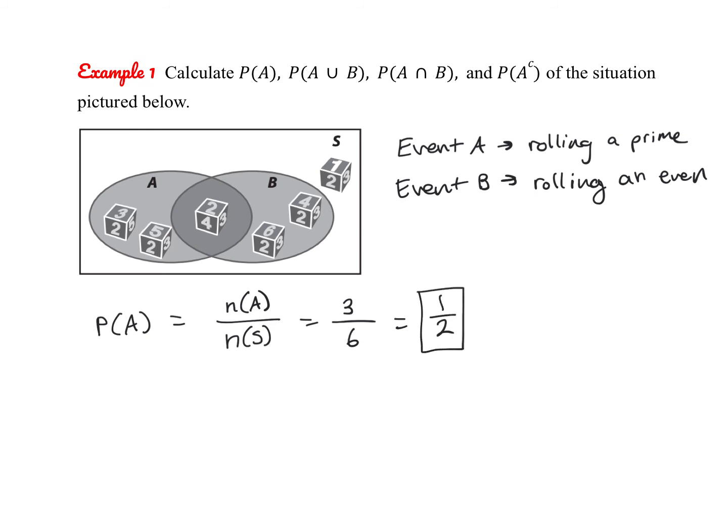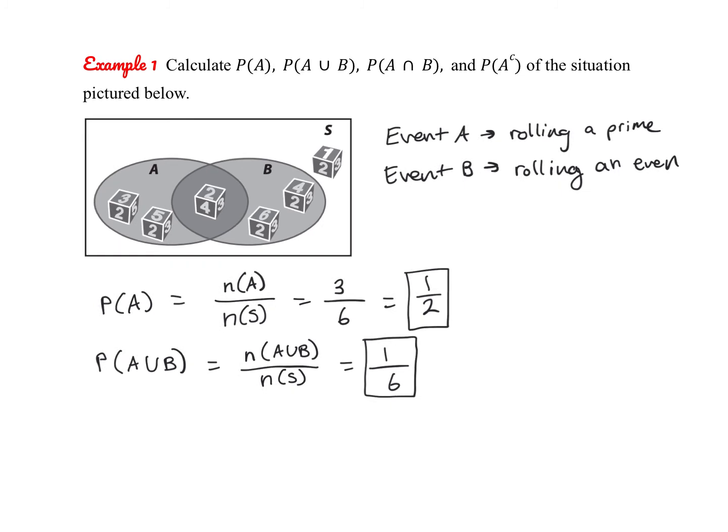Okay, now let's find the probability of the intersection of A and B. We're going to start with the number of outcomes in the intersection of A and B, and then we'll divide it again by the total number of outcomes, which will be the same as the first part. There's only one outcome in this intersection. So there's one possible outcome there, 6 total. So our probability of rolling a prime and an even number is 1/6.